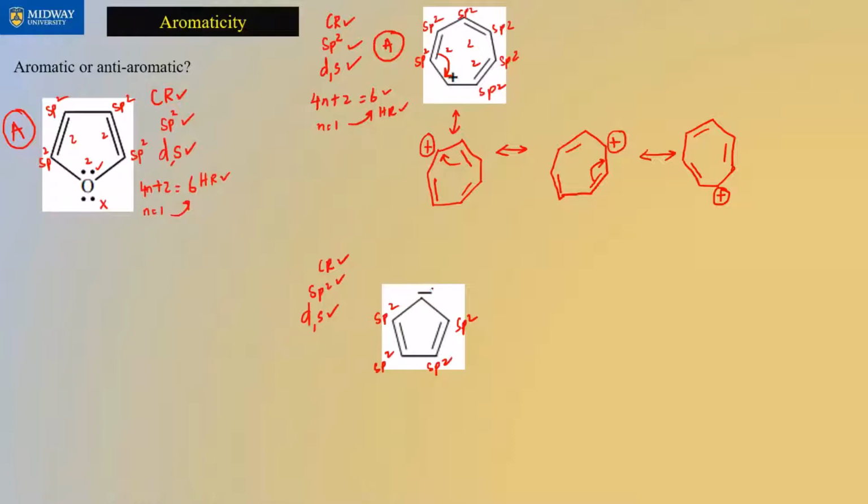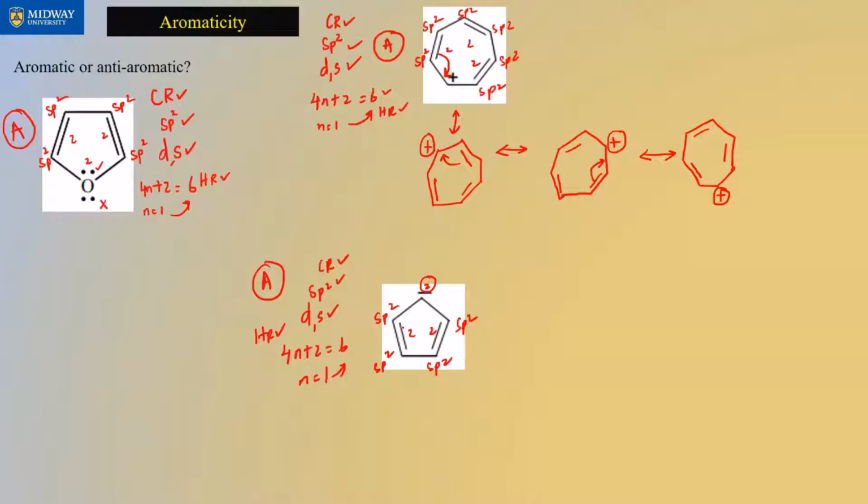And then the negative charge, on the other hand, is the same as a lone pair inside the ring. Okay, so this is 2, this is 2 and 2. So the negative charge is the same as a lone pair inside, so that's 4n plus 2 equals 6. N equals 1 will give you that result. So Huckel's rule is met as well, so it's aromatic. And just like we did for the previous case, we can have a multitude of resonance structures here.